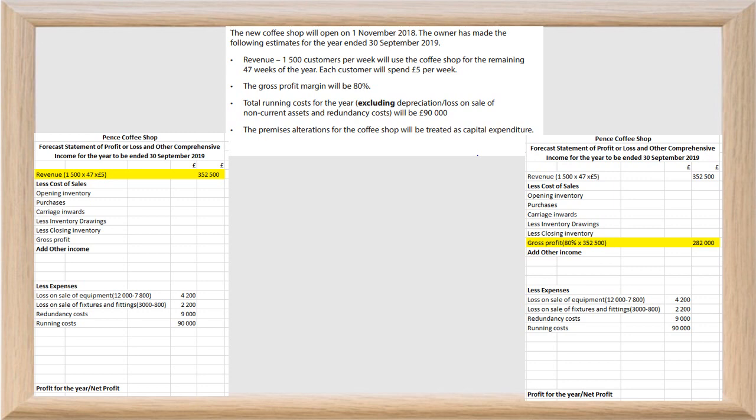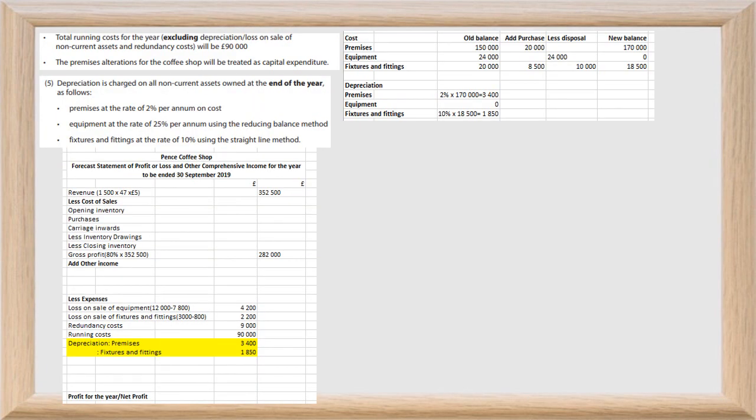This indicates that the gross profit is 80% of the sales figure, which is 80% of 352,500. Third, information states that total running costs exclude depreciation, loss on sale of non-current assets and redundancy costs. Therefore, the 90,000 figure we have entered in the forecast SOCI does not include depreciation, loss on sale of non-current assets and redundancy costs. Therefore, we should record them separately in the forecast SOCI under expenses.